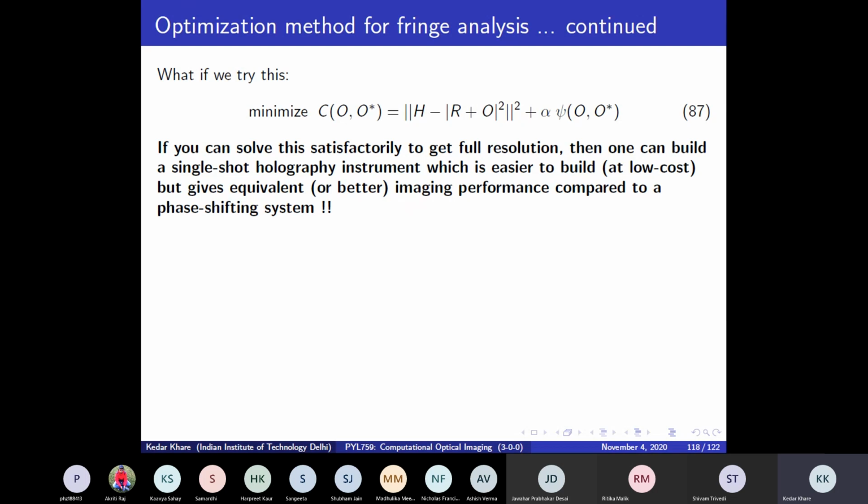But if we just go one notch higher in terms of what mathematics we use, and if this mathematics is implementable reasonably well, meaning at a not exorbitant computational load, then the point is a single shot system should be able to give you the full resolution performance. And so the fact that you can solve a maths problem actually says that you can build a system that you never thought would be possible before.